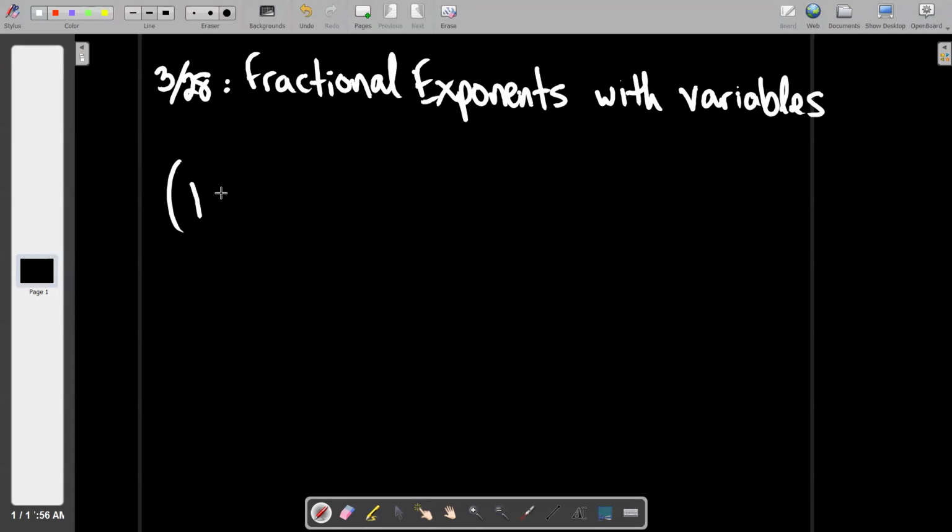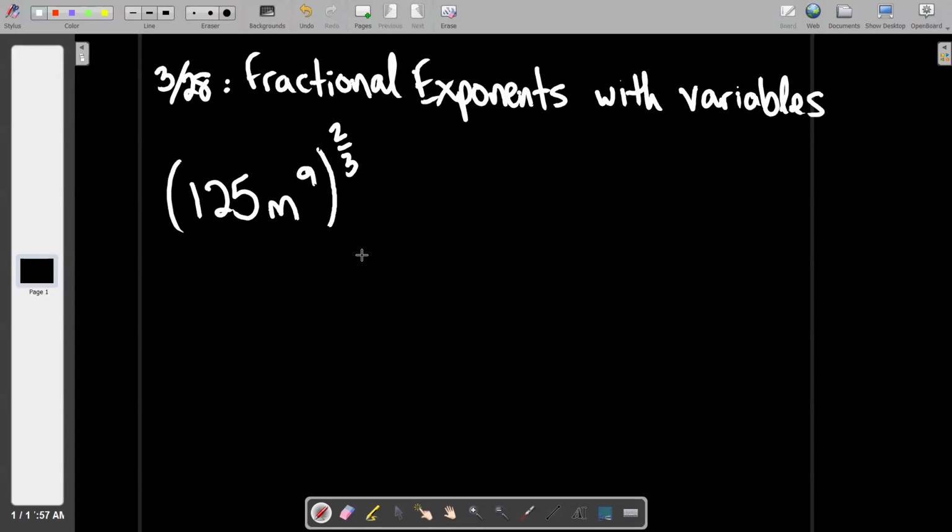So first one, we're going to have 125m to the power of 9. And we're going to raise that entire quantity up to the power of 2/3. So now what we're doing is we're combining the properties of exponents from a prior quiz with what we learned yesterday, how to work with fractional exponents.